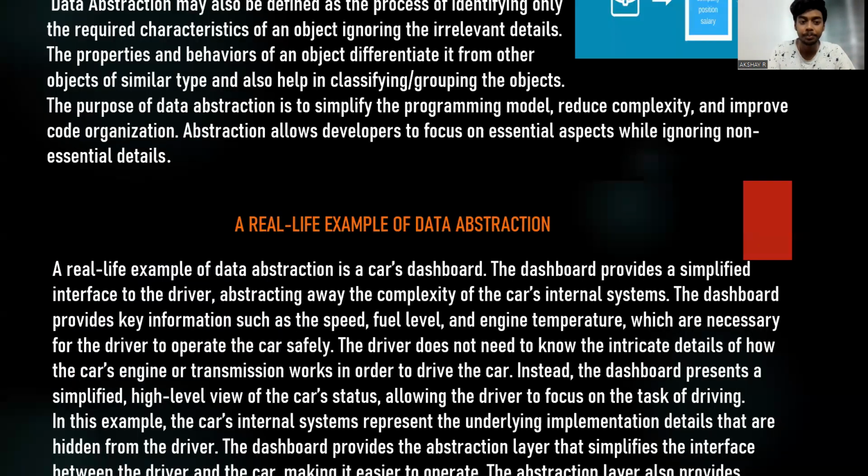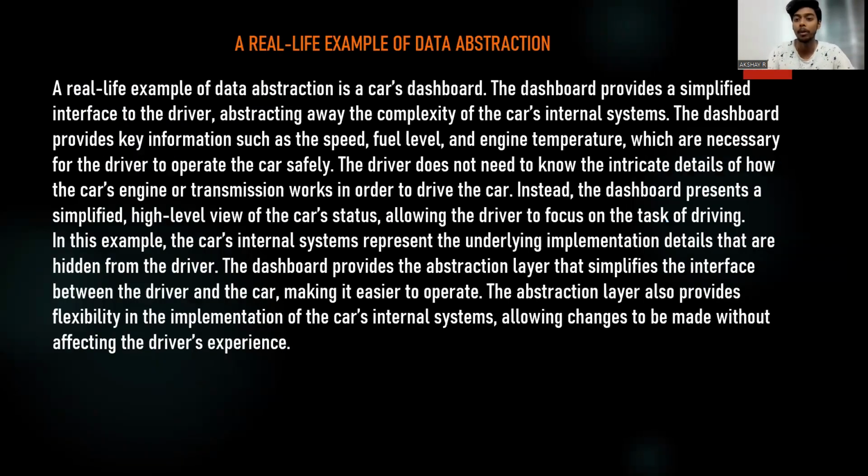Next, coming to a real life example of data abstraction, to easily understand what data abstraction is. A real life example of data abstraction is a car's dashboard. Of course, everyone knows a car dashboard, and the dashboard provides a simplified interface to the driver, with the essential or necessary items required by the driver, abstracting away the complexity of the car's internal system. The dashboard provides key information, as I mentioned, such as speed, fuel level, and engine temperature, which are necessary for the driver to operate the car safely.